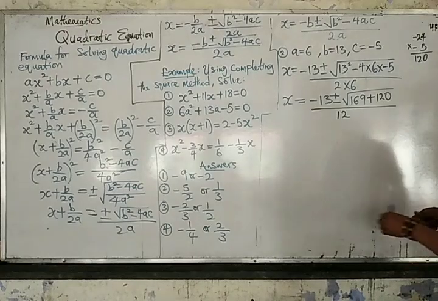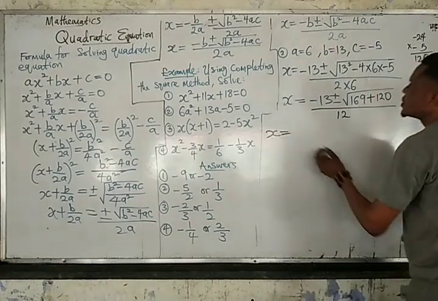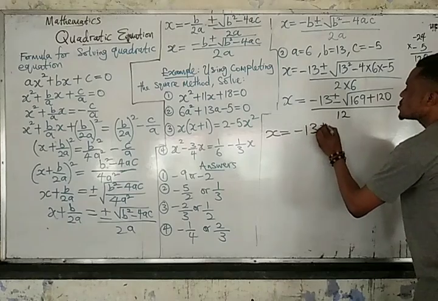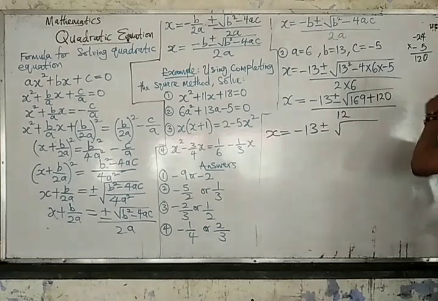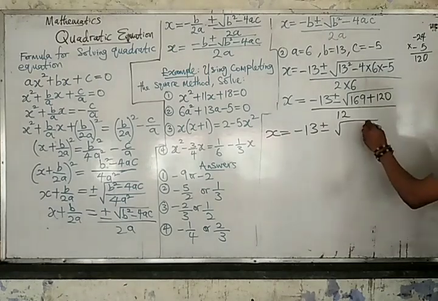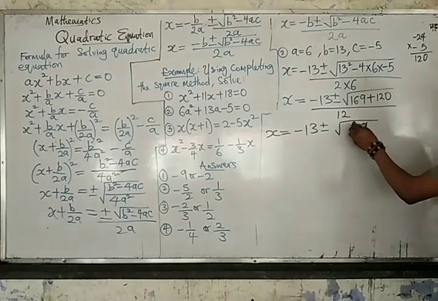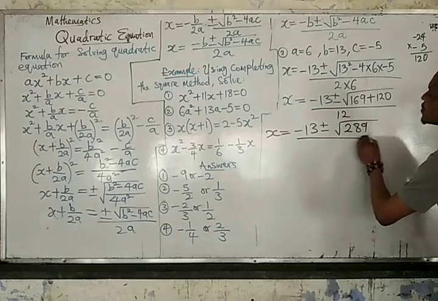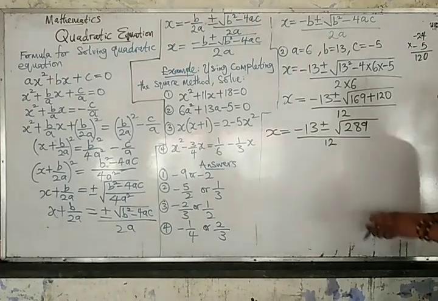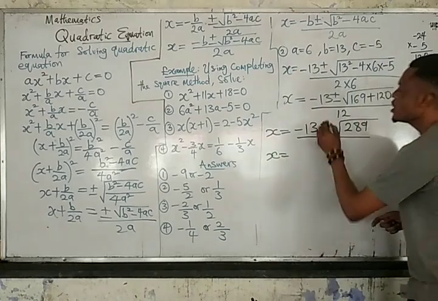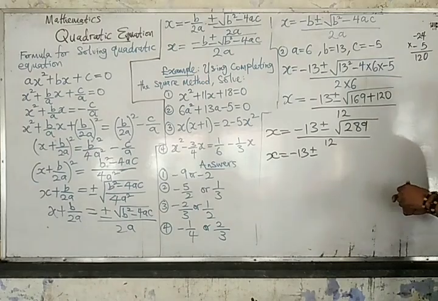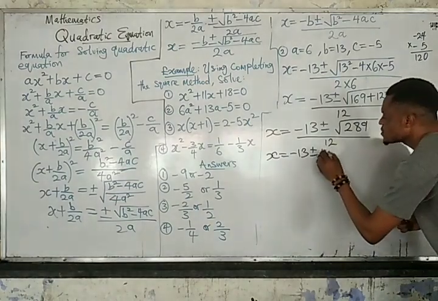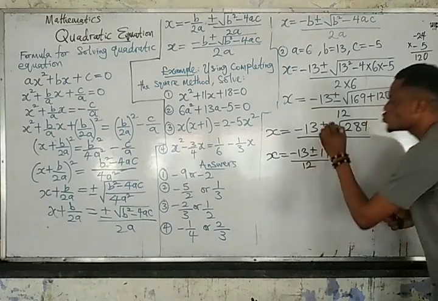Now from here, x is going to give us minus 13 plus or minus the square root of 169 plus 120. That's going to give us 289, all divided by 12. Then the next step will be x equal to minus 13 plus or minus the square root of 289. That should give us 17. We have 17 all over 12.